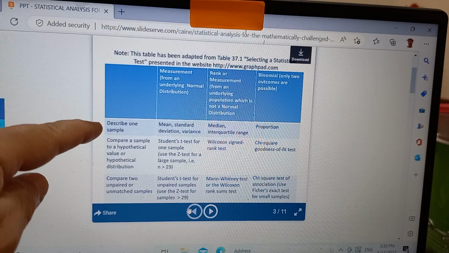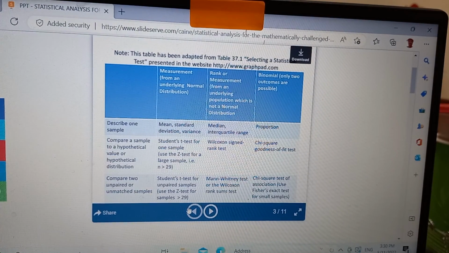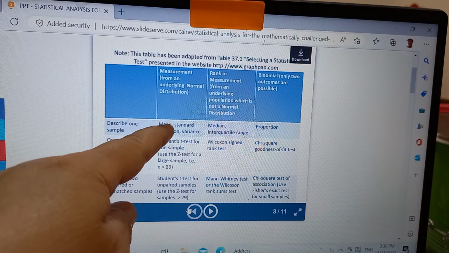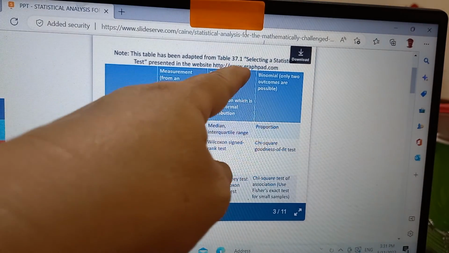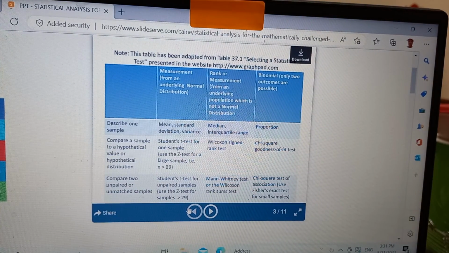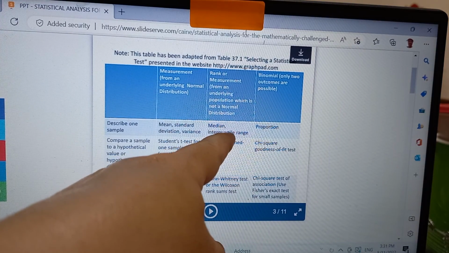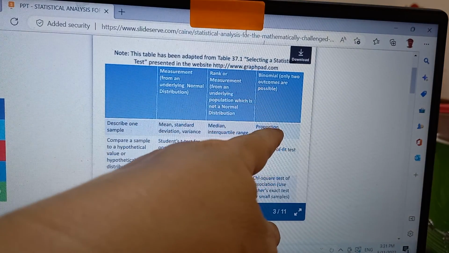If you have only collected one sample from a normal distribution, you can use descriptive statistics to analyze the data. You can use a measure of central tendency, such as the mean, or you can use a measure of dispersion, how spread out the data is, such as the standard deviation or the variance. Now, if your data has been collected from a distribution which is not a normal distribution, then it's not correct to use the mean, but you'll use the median. You calculate the median as the measure of central tendency, and then the measure of dispersion or spread would be something such as the interquartile range. Now, if your data is binomial, two possible outcomes, then you use proportion.